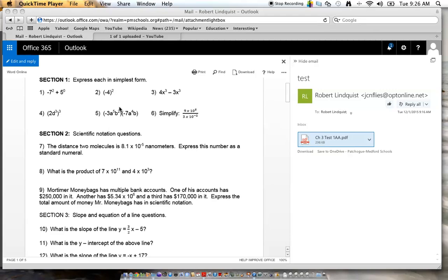So right now we're going to do questions 1 through 9, and those are the first section of the test, okay? And I'll just make one video for sections 1 and 2 put together. Now, it says to express each in simplest form.